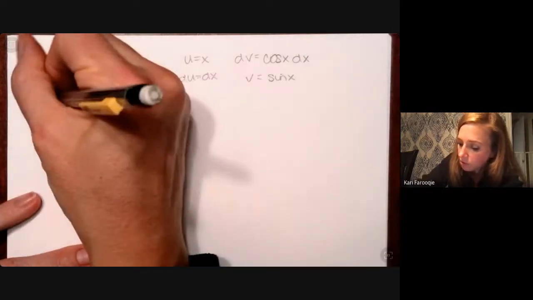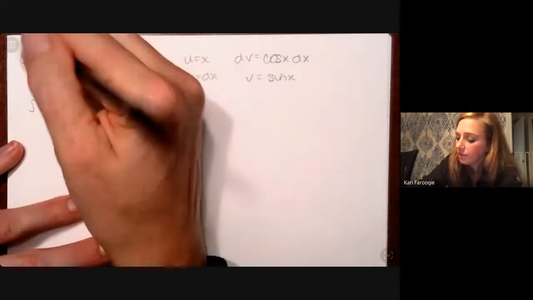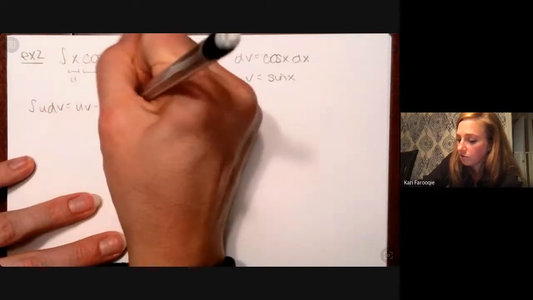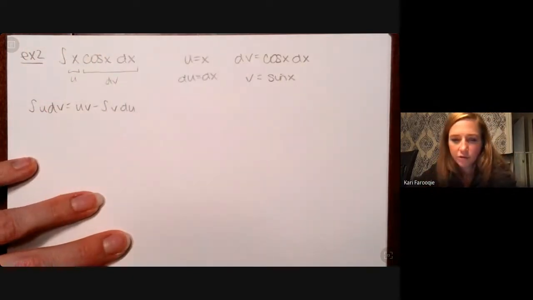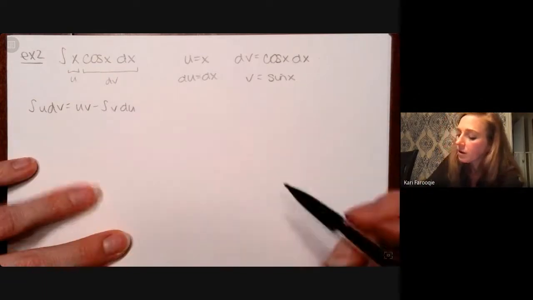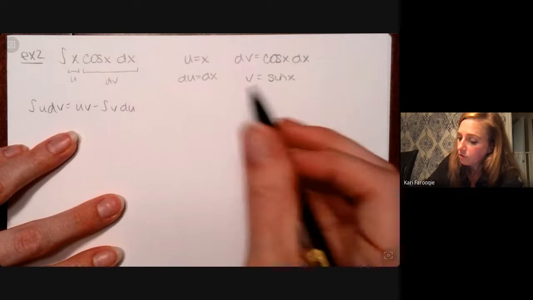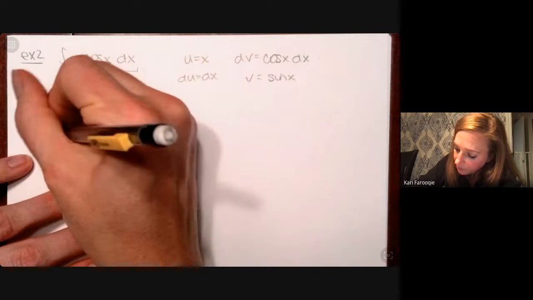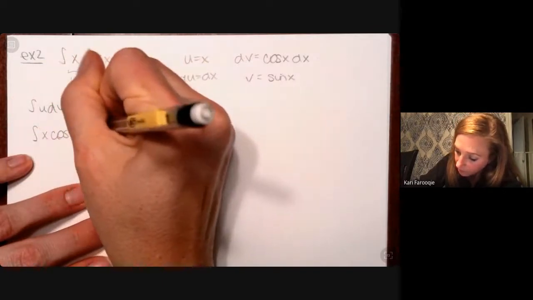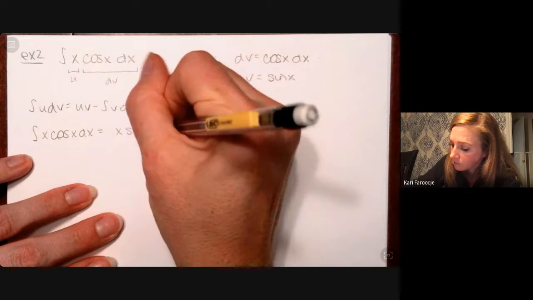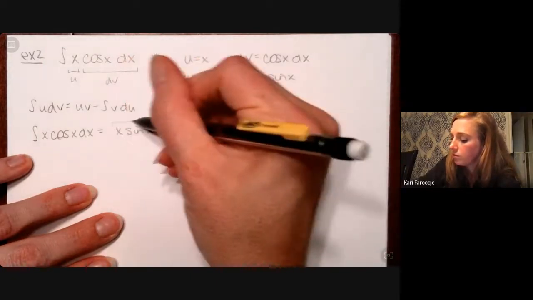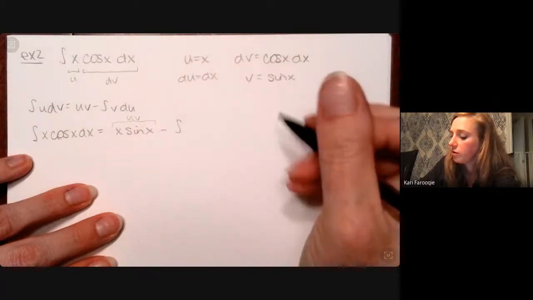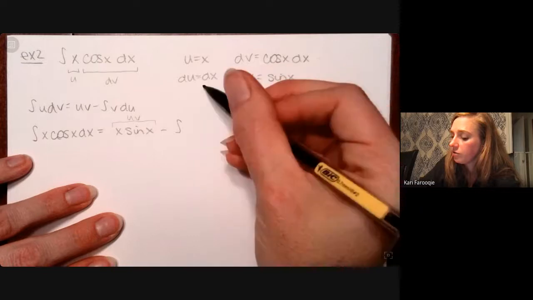All right, now we have u, du, dv, and v. That's great. Remember your formula. The integral of u dv equals uv minus the integral of v du. You're going to use that so often, you're not even really going to think about it anymore. So I'm going to rewrite this as uv, which is x times sine x, minus the integral of v du, so sine x dx.